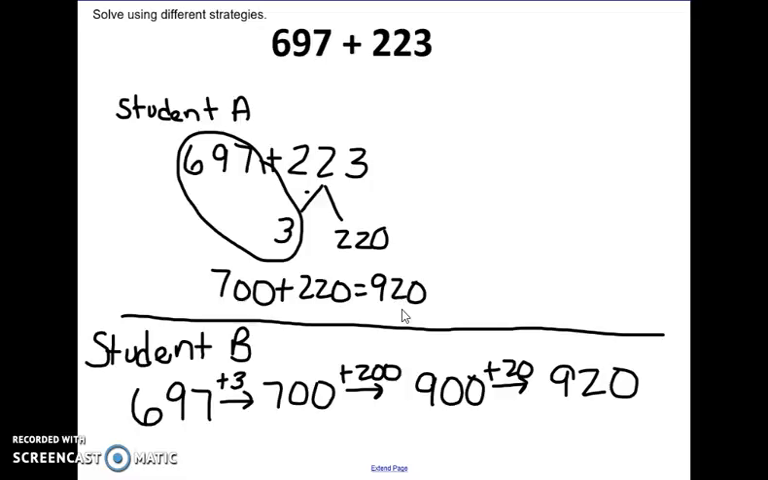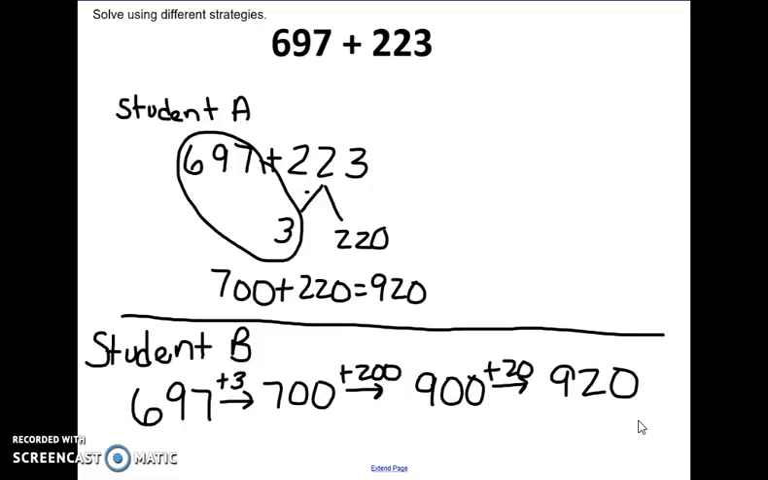and then they added the remaining 220 to get their answer of 920. Now let's take a look at student B. Student B used the arrow way. So first, student B did the same thing student A did by adding 3 to the 697 to give him the next 100, which was 700. Then from there, he continued to add the hundreds from 200, so the 7 plus 200 gave him 900, and then he finished off by adding the tens from 223, which was 20, to give him his answer of 920.